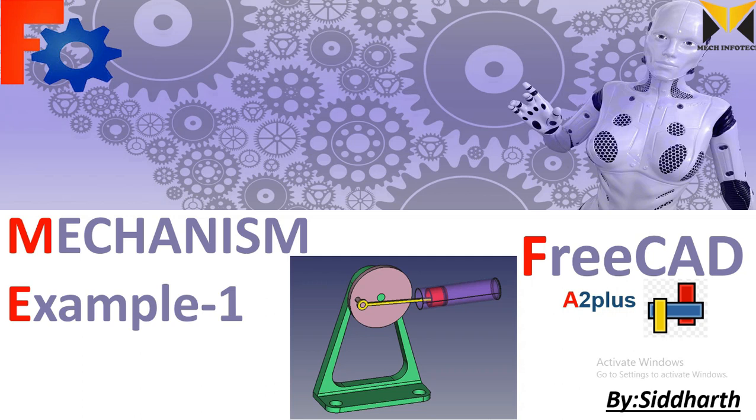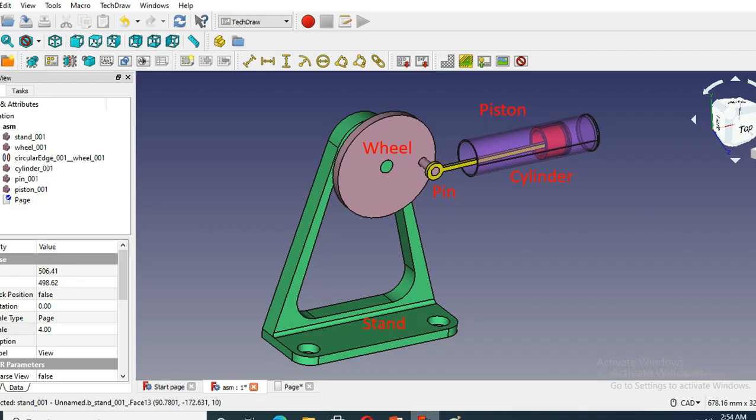This is the first example of a mechanism in FreeCAD A2plus. Here is my assembled part. Let's go solve this mechanism in FreeCAD software.